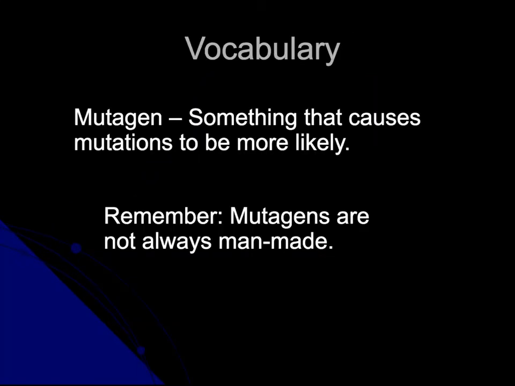So, here's some vocabulary. The first word, or really the only word, is a mutagen, and this is something that makes mutations more likely. Now, there are a few things in the environment that can penetrate into your cells and make it more likely that the DNA is going to become mutated. And these are called mutagens. Now, one important thing to remember is that mutagens are not always man-made.